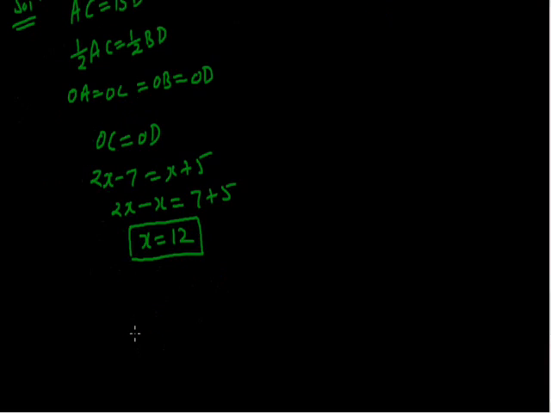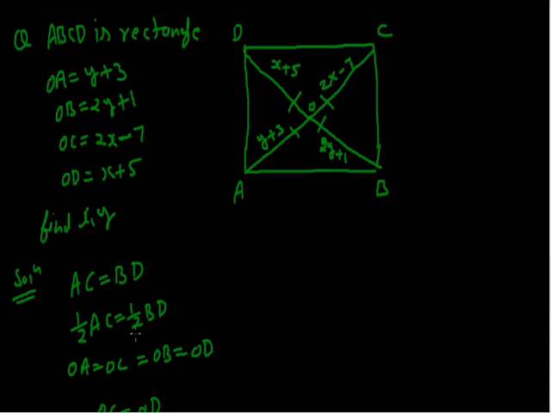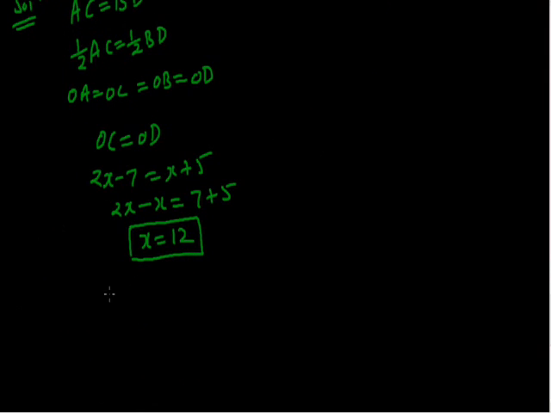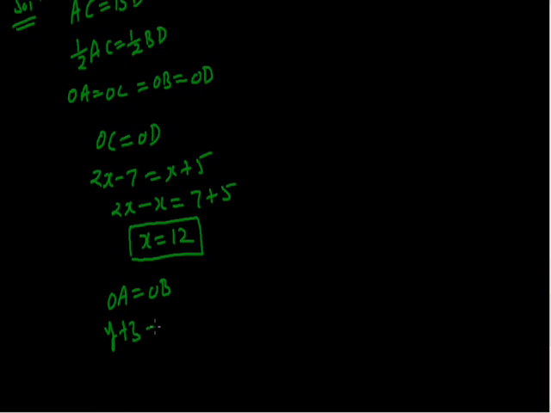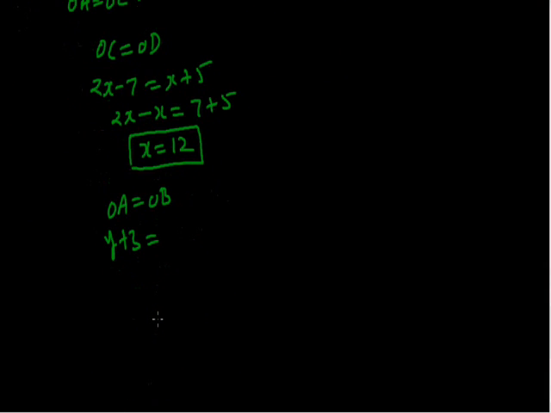Now, in the same way, OA and OB are also equal. The value of OA is y plus 3 and the value of OB is 2y plus 1. So 3 minus 1, 2y minus y. We are shifting y to the right hand side and 1 to the left hand side. So 3 minus 1 is 2, and 2y minus y is y. So the value of y is 2. So we move to the next question.